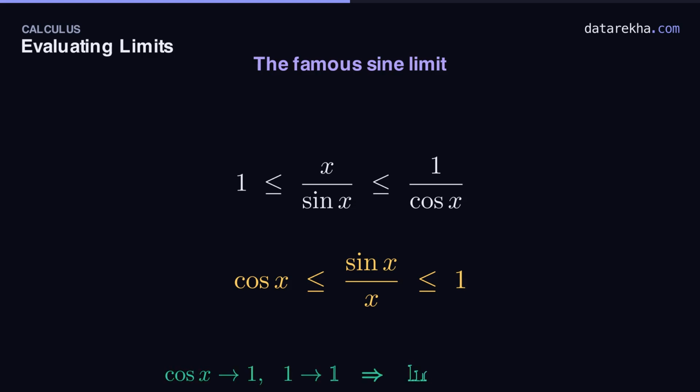And now the squeeze finishes it. As x goes to 0, cosine x goes to 1, and the 1 on the right is already 1. Both walls close on 1, so the thing trapped between them, sin x over x, is forced to 1.